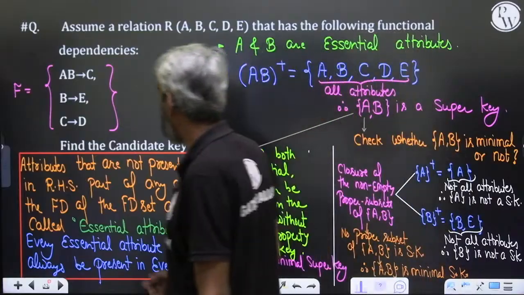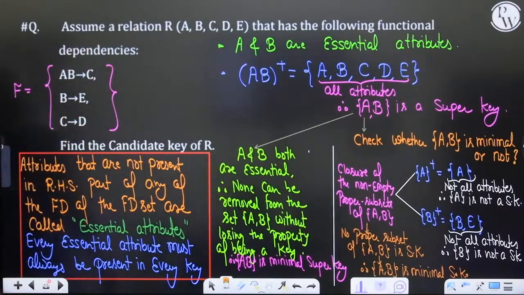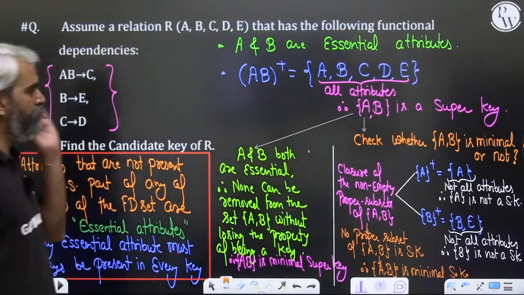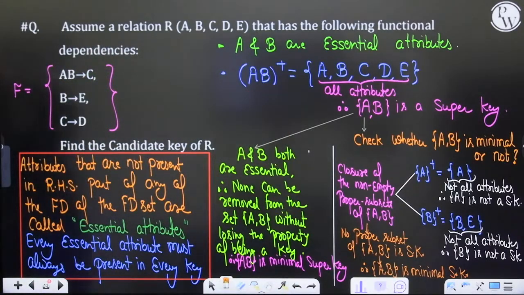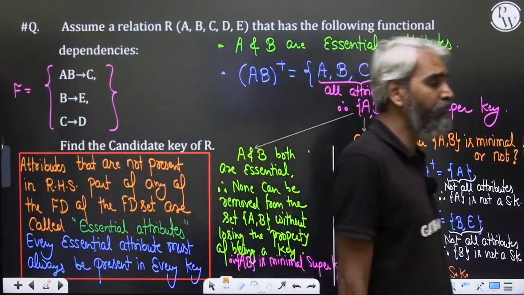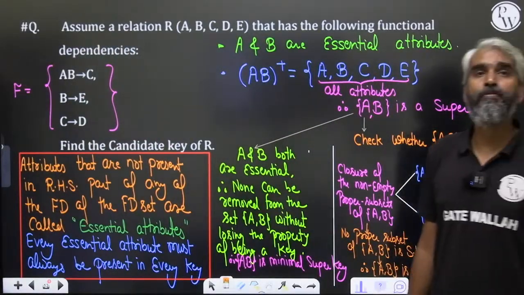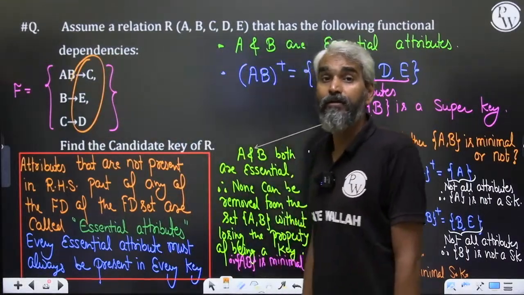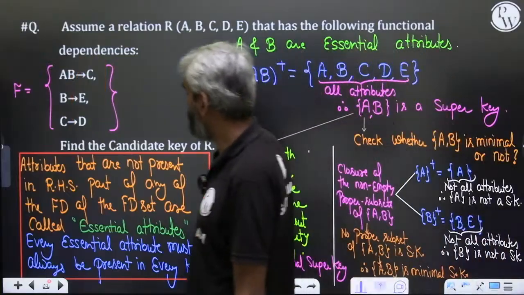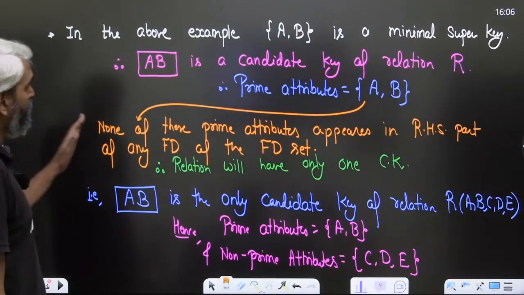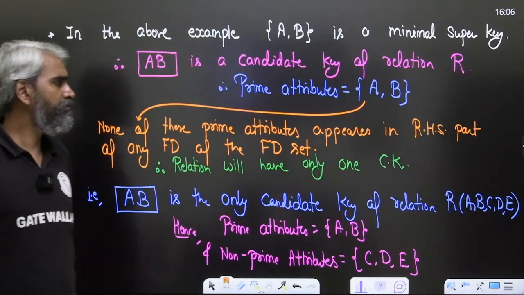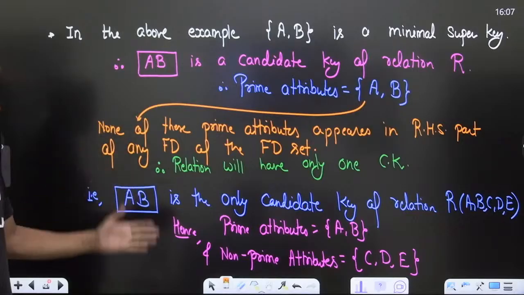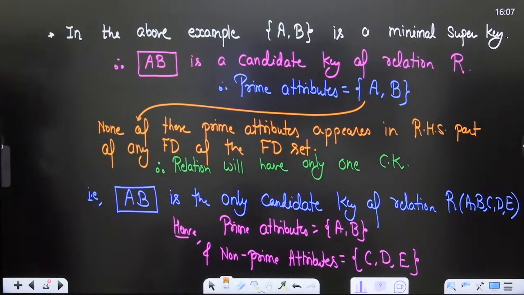This is what happened in this particular example, that A and B are essential attributes. When you calculated the closure of AB, you got all the attributes, and we know that because both A and B are essential, none can be removed. Therefore, we can directly say that AB will be the candidate key. And because none of the prime attributes is present in the right hand side part of any FD, the relation will have only one candidate key. So that's what I mentioned: if none of the prime attributes appears in the right hand side part of any of the FDs, then the relation will have only one candidate key.